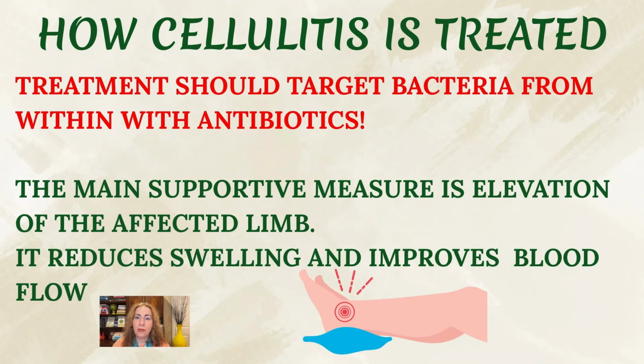The main supportive measure is elevation of the affected limb, which helps reduce swelling and improve blood flow while antibiotics actually do the work. After the infection resolves, focus shifts to prevention, keeping the skin healthy, hydrated, and intact. So chronic moisturizing could be a small measure of prevention for people with eczema who are prone to cracked skin and bleeding skin, let's say in the winter. Or, for example, taking care of chronic fungal infection, that is also a small act of prevention. So basically, the goal should be to keep your skin barrier intact.